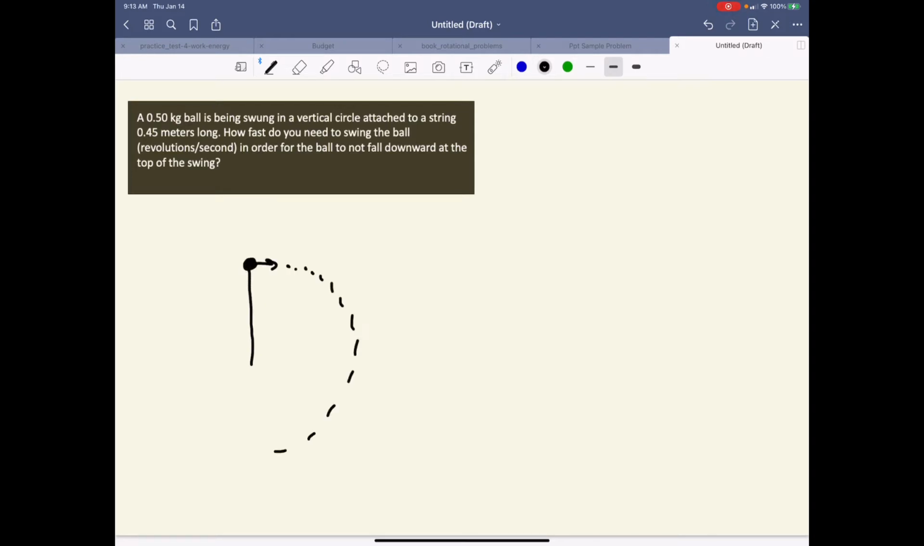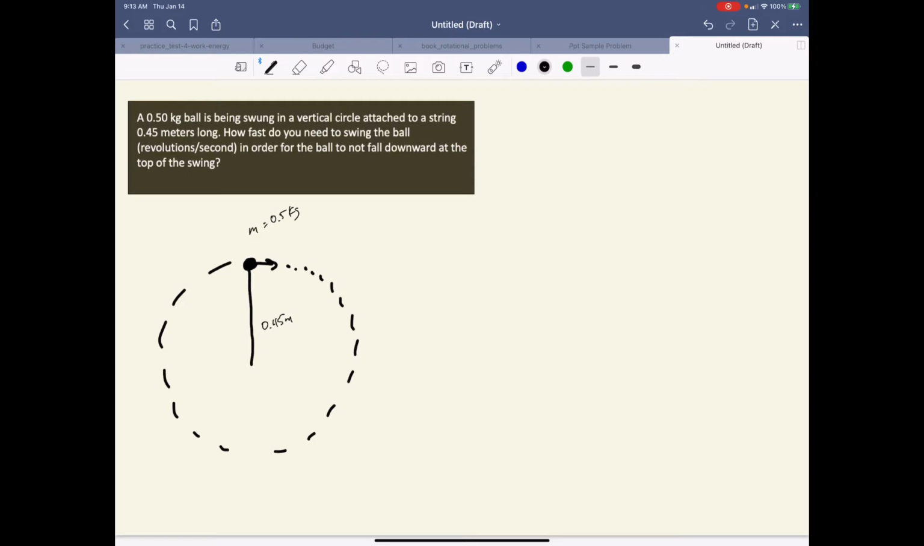Like this. And the radius of the string is 0.45 meters, and the mass of the ball is 0.5 kilograms. And we're trying to figure out how fast do we have to spin the ball in revolutions per second in order for the ball to not fall downward at the top of the swing.